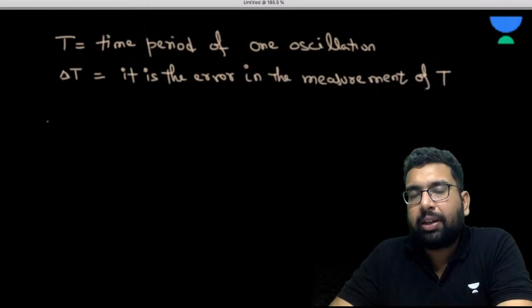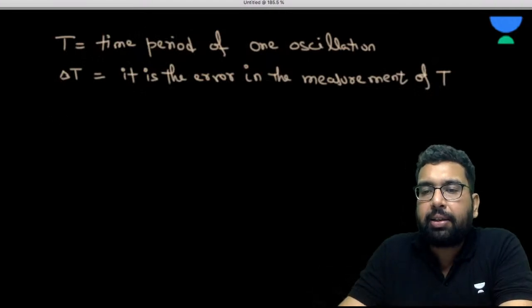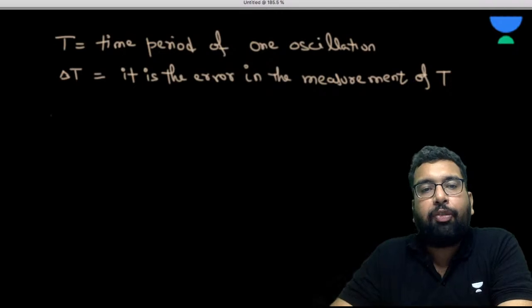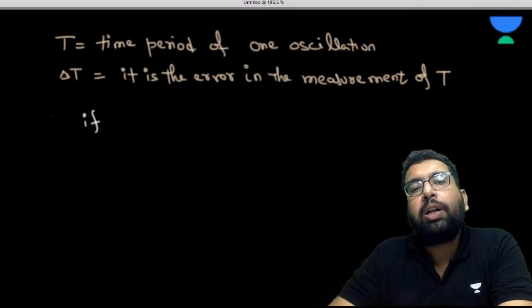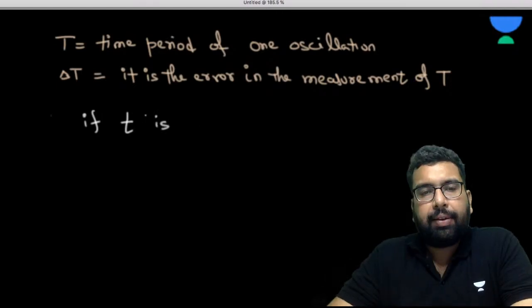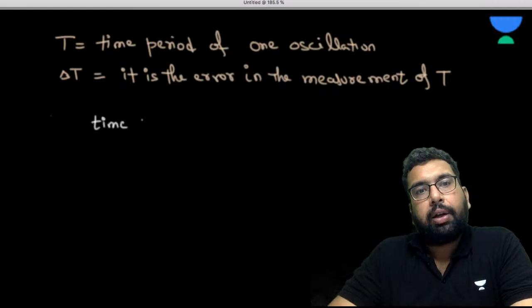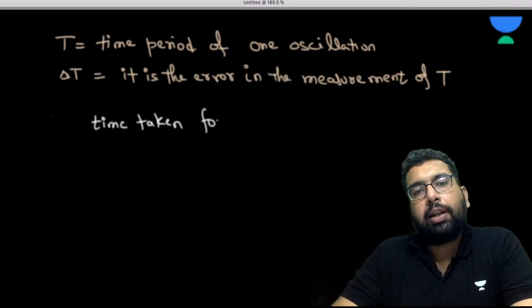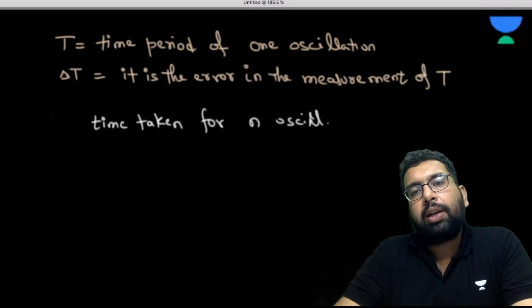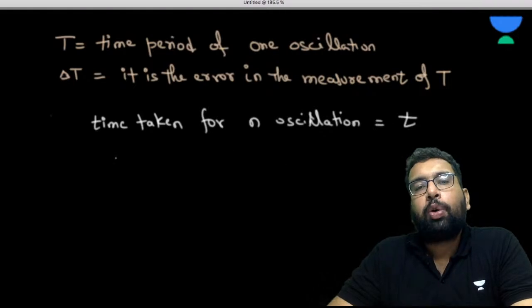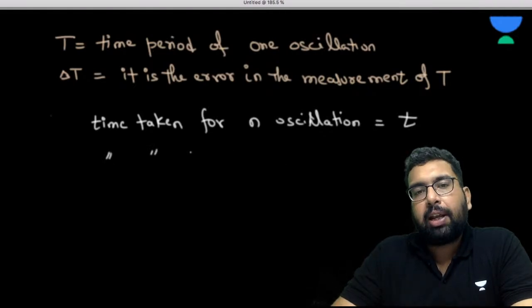Now here, what is given in the question? Now I'll just make something out of it. Let's suppose small t is the time taken for an oscillation. So what is going to be the time taken for one oscillation?